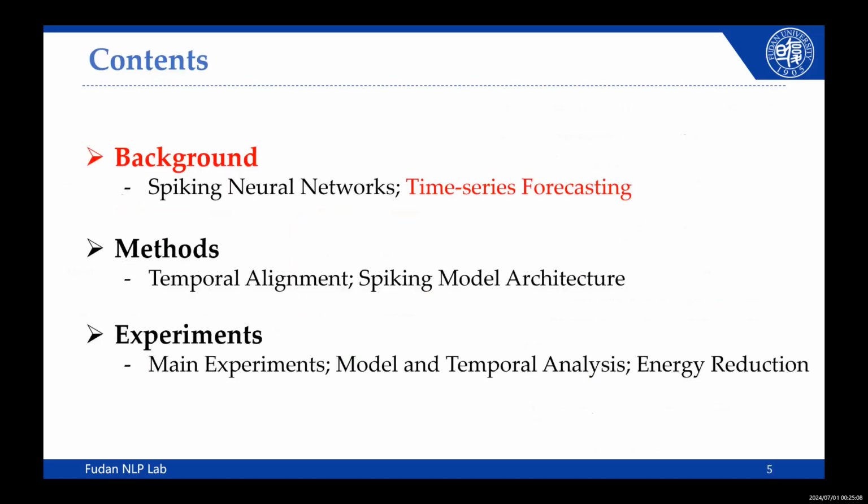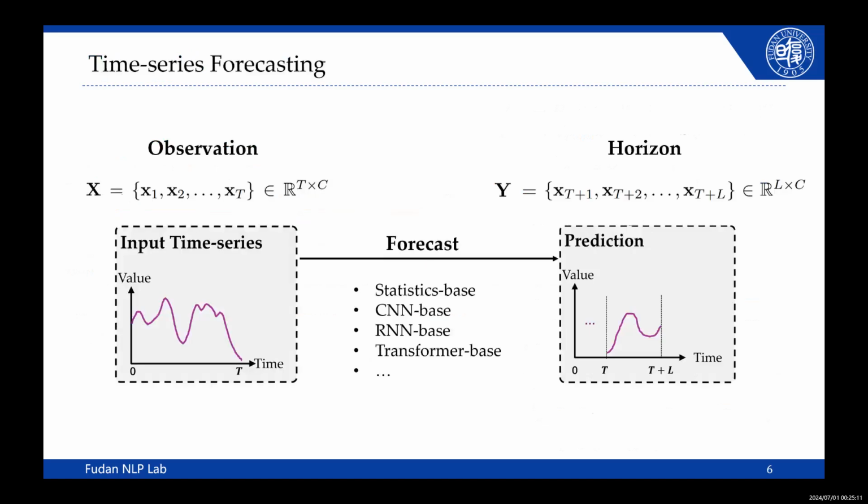Then I will introduce the time series forecasting task. Generally speaking, this task is to predict the horizon based on the historical observation. Current methods cover statistics-based, CNN-based, RNN-based, and transformer-based, and so on. Notably, the time series also contains the concept of time steps. Therefore, it's a problem how to align the two time steps when we use SNNs to process time series data. So our work aims to effectively and efficiently utilize SNNs to solve this task.